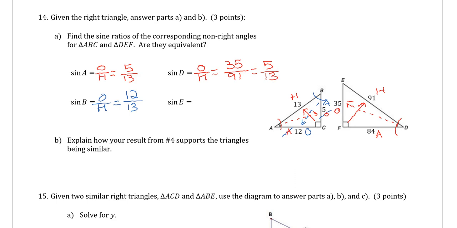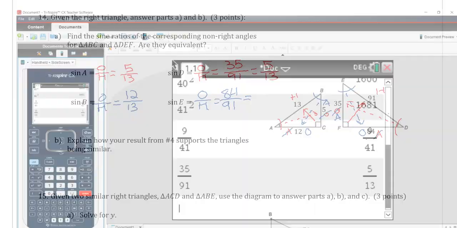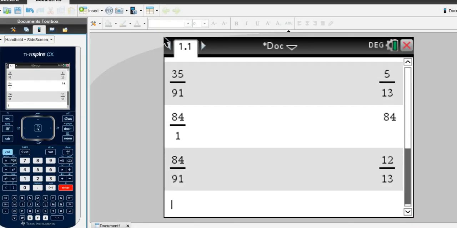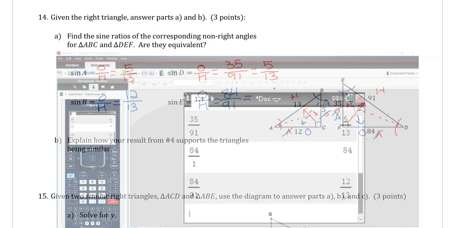Then sine of E. So same thing, right? When I switch to my other angle, all right, my opposite and my adjacent side switch. So when I have opposite over hypotenuse, I now have 84, right, over 91. Again, check those reduce. Ooh, 84 divided by 91 is 12 over 13.